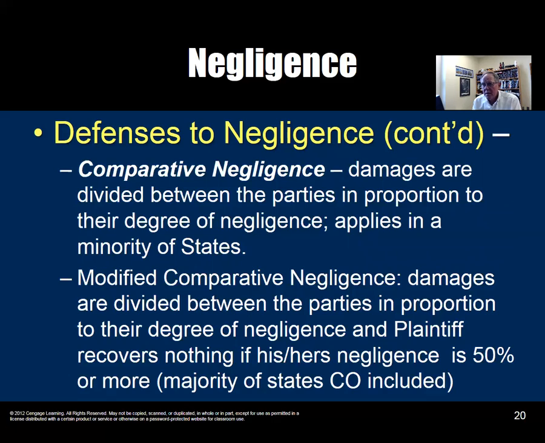Modified comparative negligence, which is what most states have, and Colorado has as well, is that if the plaintiff, the person that brings the action, is 50% or more negligent, then they would recover nothing. So that's the only difference between comparative negligence and modified comparative negligence. In a comparative negligence state, even if the party that brought the action was 80% negligent, they could still recover 20% of whatever the award is. In a modified comparative negligence state, if the party that's complaining is as negligent or more negligent, in other words, 50% or more negligent, then they would recover nothing.